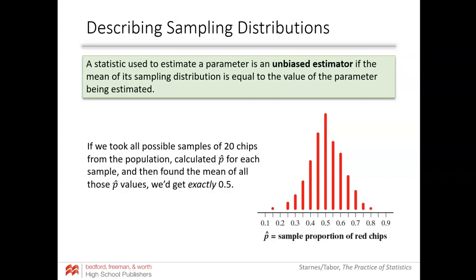We're almost there. So here's an example, that red blue chip problem. Again, if we took all possible samples of 20 chips from the population and calculated p-hat for each sample, and then we found the mean of all those p-hat values, we should get exactly 0.5.